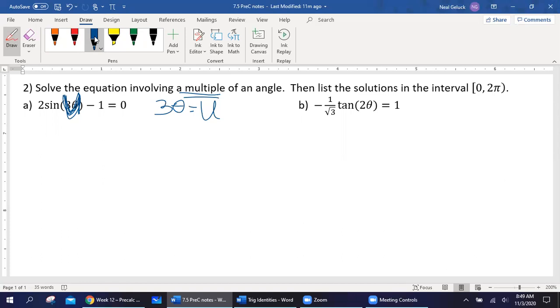So now if I solve this for u, this is just getting sine by itself. So I would add 1, divide by 2. And so I'd have sine of u is a half. Okay, now this asks me, where does sine equal a half? We've done this a couple times already. This happens at pi over 6.